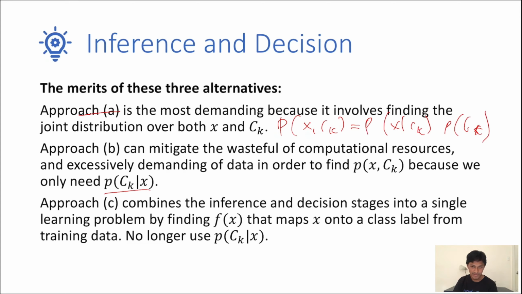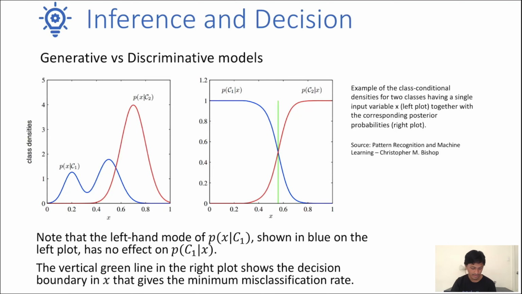And the next one, approach C, is a simpler method: we just find f(x) that maps x into the class label. So in approach C, we no longer use the posterior probability. However, there is a reason why approach A may be better compared with approaches B and C. Here we have two graphs. The first one is the class conditional densities, with input variable x, and the right one is the posterior probability given the input x.